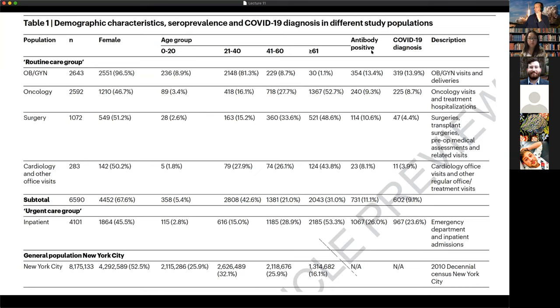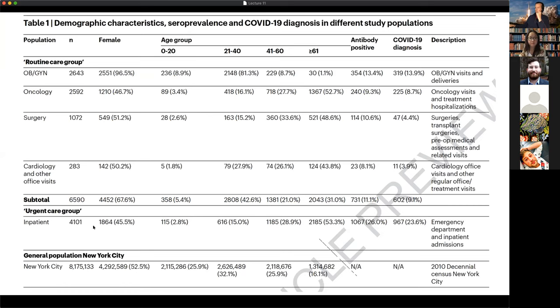And then you can just scan it and look at the fraction of each subgroup over all the visits, aggregated over all time. You can see that for OBGYN in New York, there were about 13.4% positives, 9.3% in oncology, and so on. So overall, about 11% of the population were antibody positive, and a subset of those had COVID diagnostics.